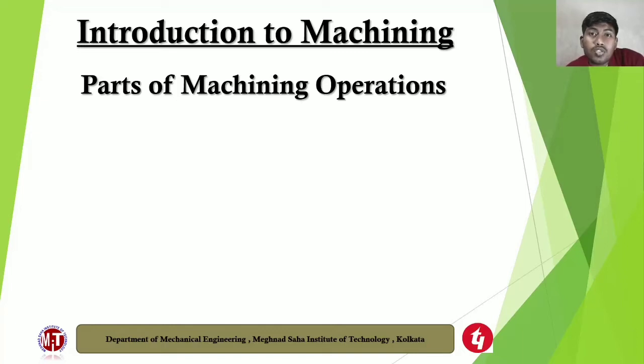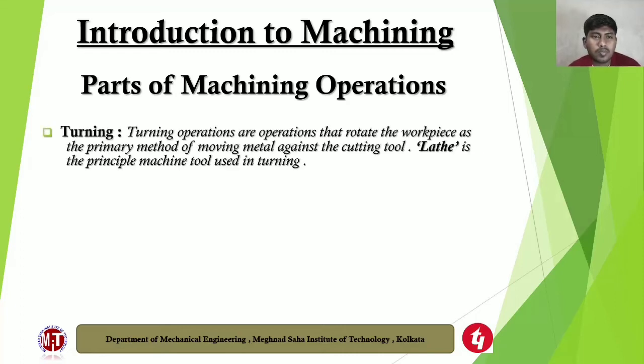Now turning is a process where the job is fitted into a rotating part of the machine, and the cutting tool is kept stationary at the tool post. When the job is rotating, the cutting tool cuts the unnecessary edges of the job in the form of chips. And here it is, the turning.